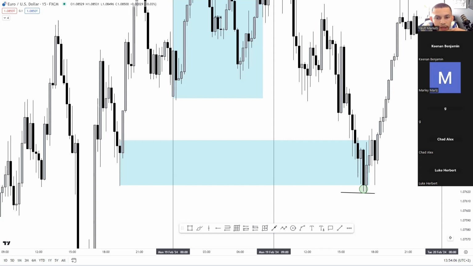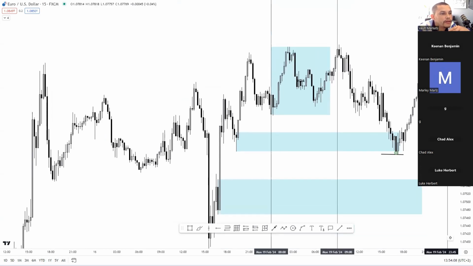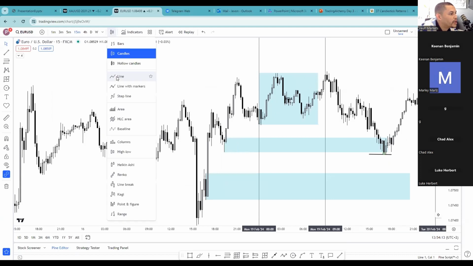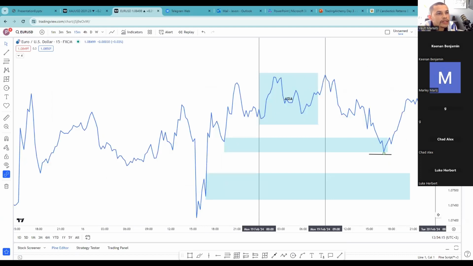Okay, so Sia, how do I use the line chart? The line chart is very, very simple. I use it to spot liquidity as well. This is why I say the line chart is where you can see the true support and resistance.